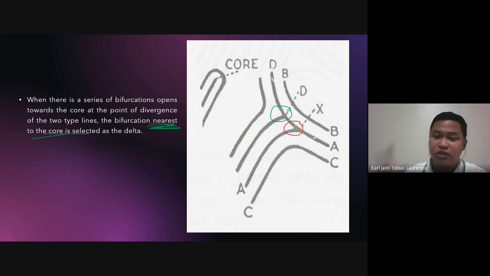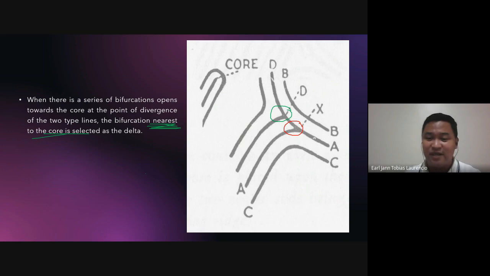Okay, because it does not open near towards the core. So the rule is that on a series of bifurcation, you will select the bifurcation that is nearest to the core, not the farthest. So that's the opposite of the core, right? A while ago, in the core location, we are selecting the core that is far from the delta. But when it comes to the delta, we are selecting the delta that is near the core.